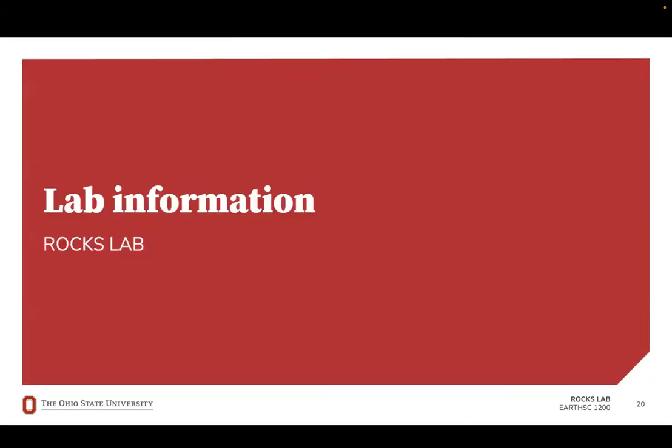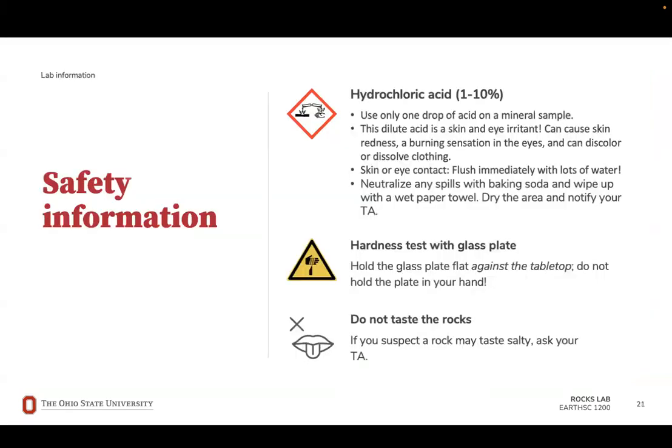Next, we'll discuss information that you'll need to complete this lab. This lab has several safety considerations, similar to those of the last lab. We will be using hydrochloric acid. Use only 1 drop of acid when testing for a reaction. This dilute acid is a skin and eye irritant, which can cause skin redness, a burning sensation in the eyes, and can discolor or dissolve clothing. In the case of skin or eye contact, flush immediately with lots of water. Neutralize any spills with baking soda and wipe up with a wet paper towel. Dry the area and notify your TA.